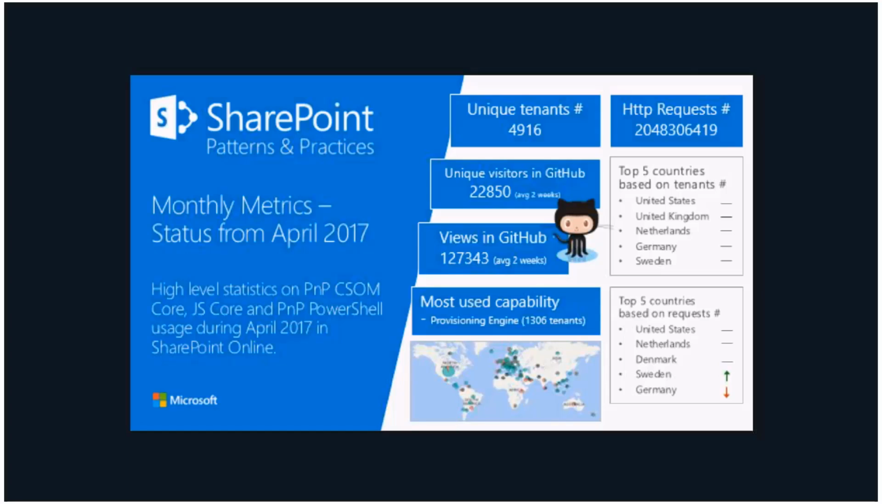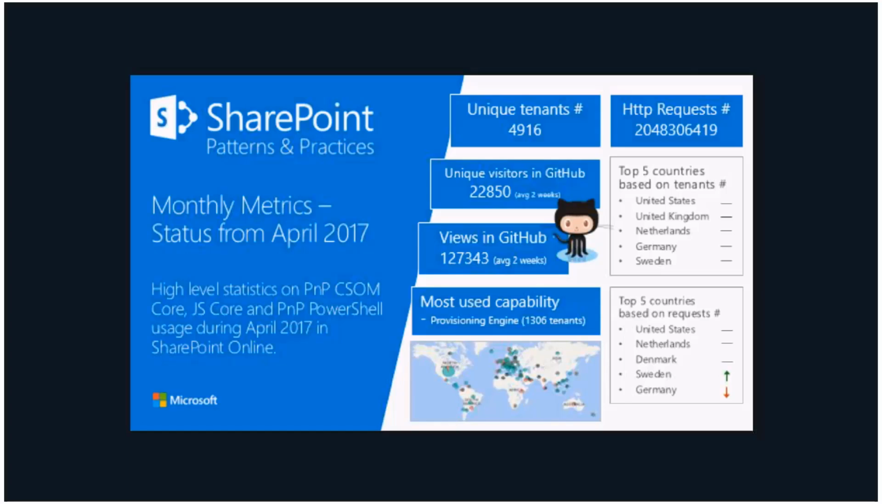Most used capability from a PnP Core or PnP PowerShell perspective is absolutely still the provisioning engine, and that keeps on growing as well. So we had 1,306 tenants where the provisioning engine was actually used, and that's a pretty significant number as well. So super proud on behalf of all of the contributors on that one.